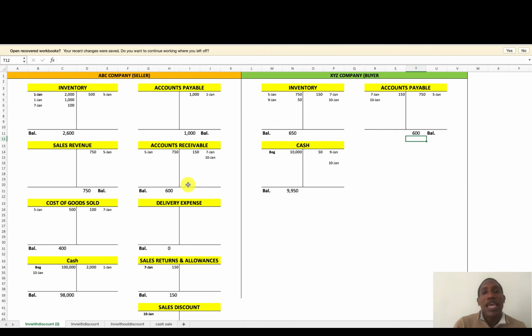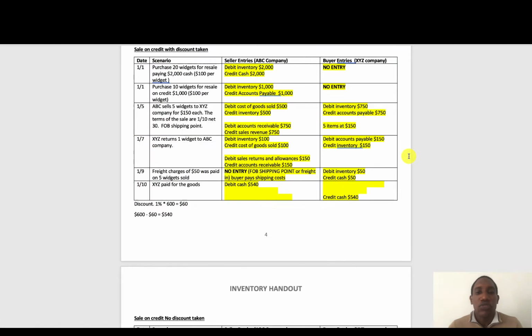But the whole payable is going to go away. The whole $600 payable is going to go away. The whole $600 receivable is going to go away, because even though I'm only paying $540, it's going to satisfy the full $600 that I owe because of the discount. So what that means is, I've got to clear here for ABC company the accounts receivable for the full $600. I've got to clear the accounts payable for the full $600.